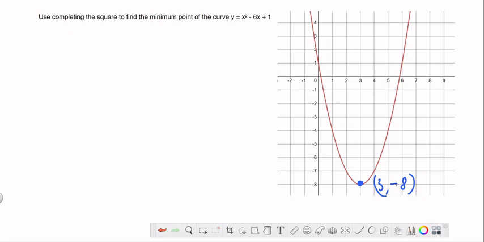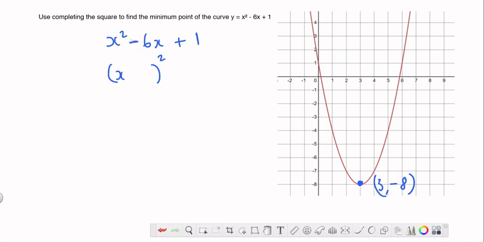I need to find the minimum point using algebra, using completing the square. So I need to complete the square for this. It's a quadratic. So the first thing I do is I open up the brackets like this. I create the brackets like this with the square. I need to have the x. So that's how I start off with for completing the square.